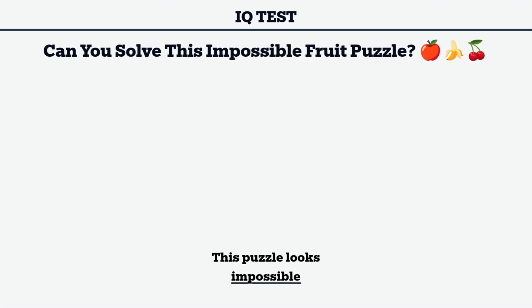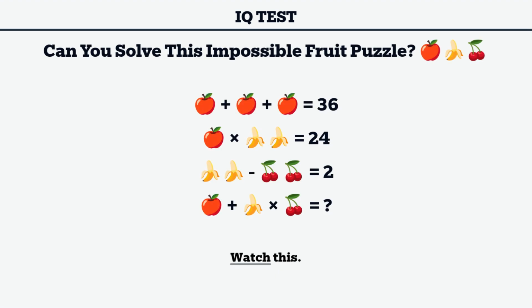This puzzle looks impossible, but the trick is simple. Watch this. Here is the puzzle. Apple plus apple plus apple equals 36. Apple times 2 bananas equals 24. 2 bananas minus 2 cherries equals 2. What is apple plus banana times cherry?